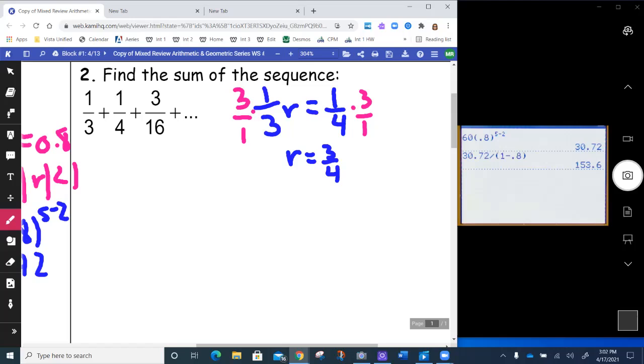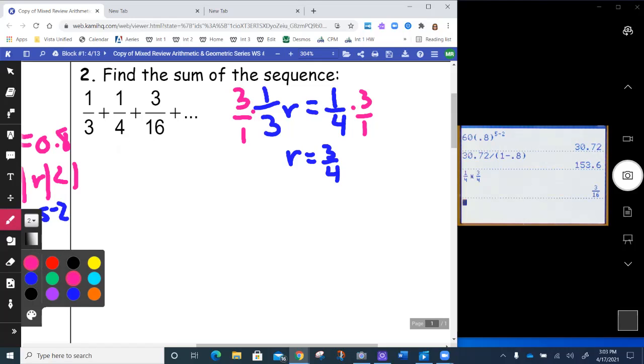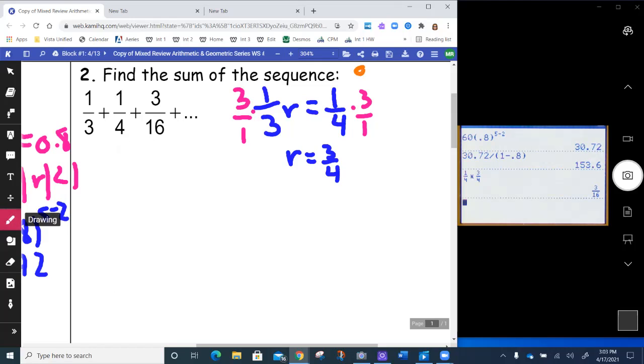So if I take 1/4, and I multiply it with 3/4, you see that we're going to get 3/16. So it does give me that. So that works. Okay, so I found my R. And it is geometric. So this is going to be geometric. And then again, we want to decide if it's infinite or finite. Because it's going dot, dot, dot, it's going to be infinite again.